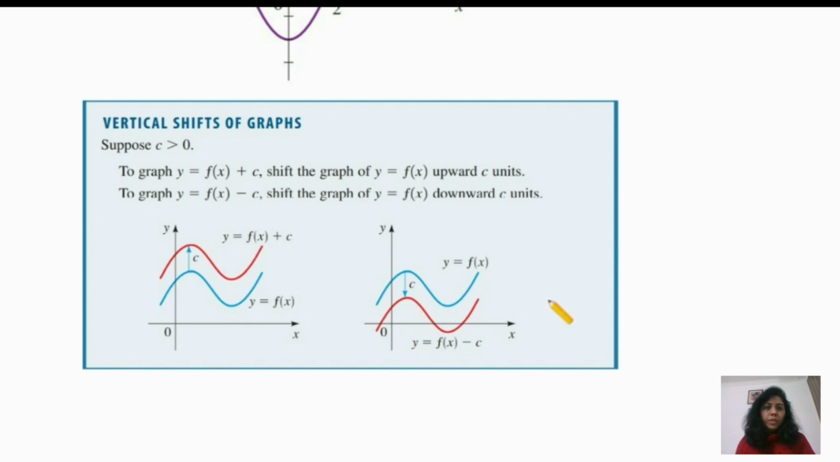Okay. So a vertical shift of a graph is very easy. Just check plus or minus any number, okay, and draw the graph.